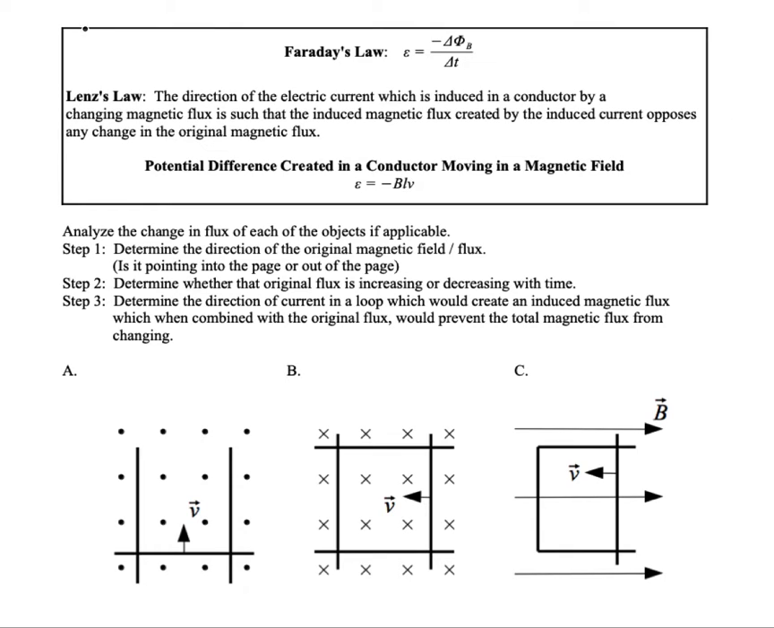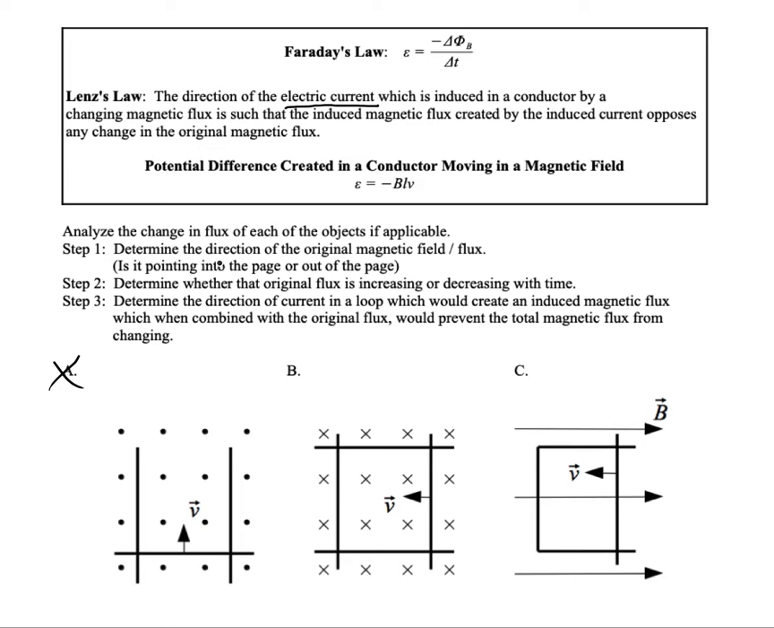First off, part of Lenz's law is having a current. And we actually can't do it unless we have a complete loop. So it won't work for question A. But for question B, we can use Lenz's law. The steps are as follows.